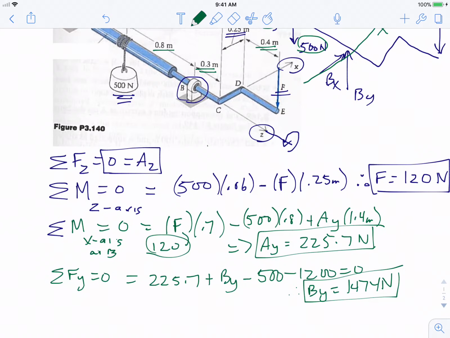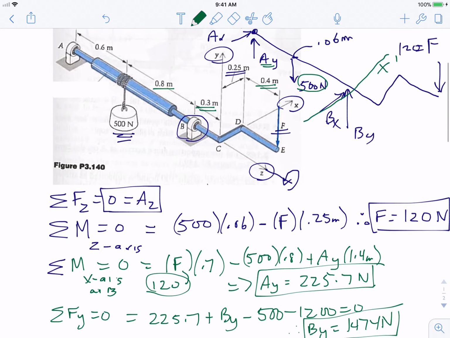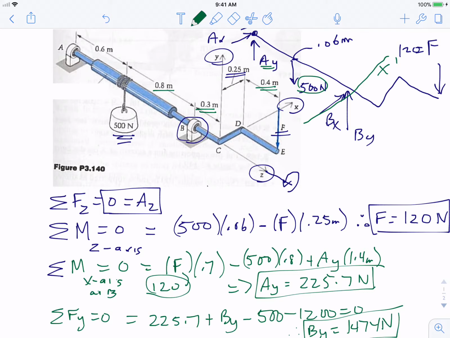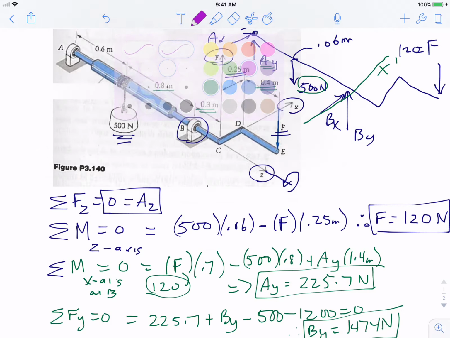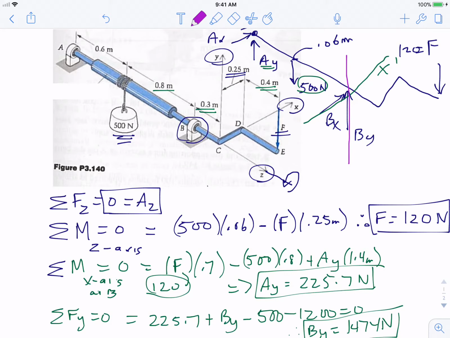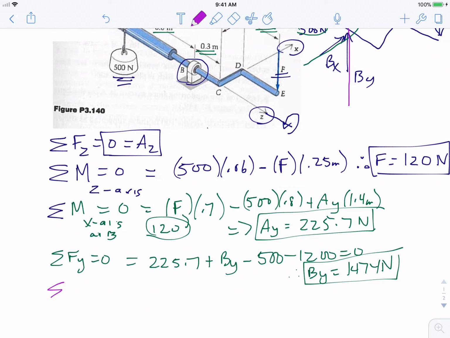Last, we need to figure out what Bx and Ax were. And so if we look back at our diagram, if we now consider, and let's just change color again so you can follow. Let's change to purple. All right, let's now consider an axis going on here, and let's sum the moment about the y-axis at B and set that equal to 0.